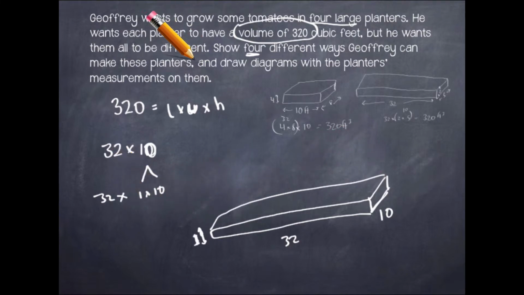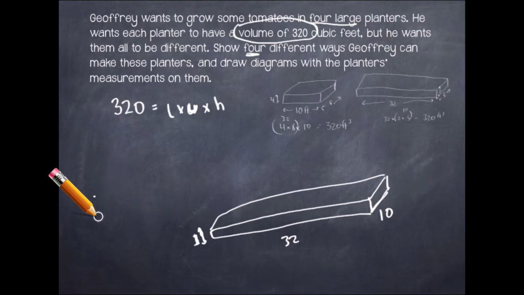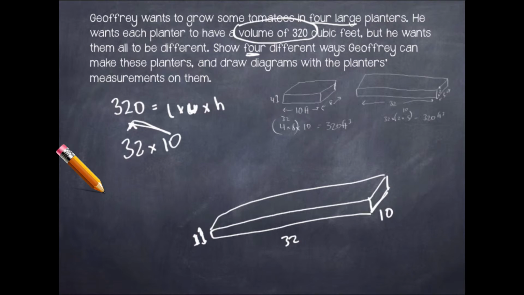Okay, so you could just start thinking about the different combinations you can make. So I'll let you guys come up with a couple more. And again, you don't have to use the 32 and the 10 like I did. I split up my 320 into a 32 and a 10. But if you want to split it up other ways, you can.